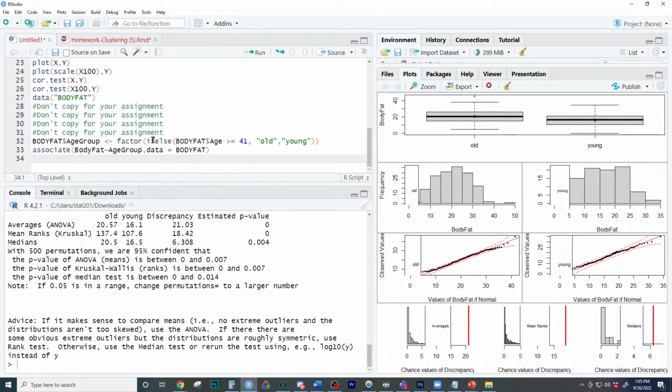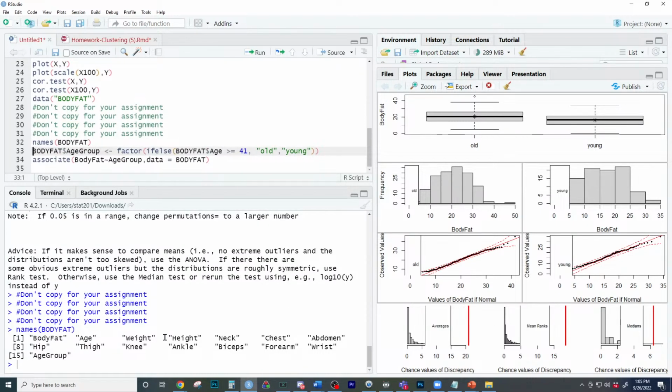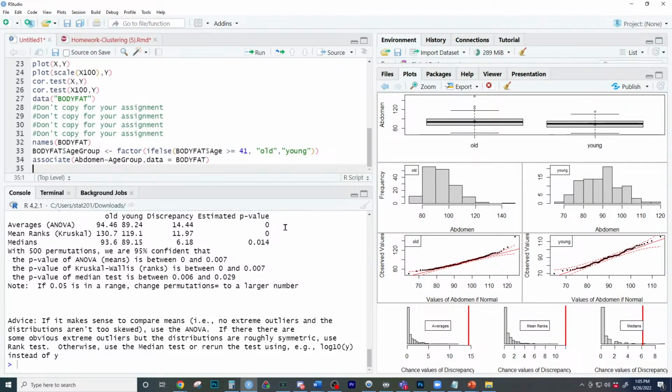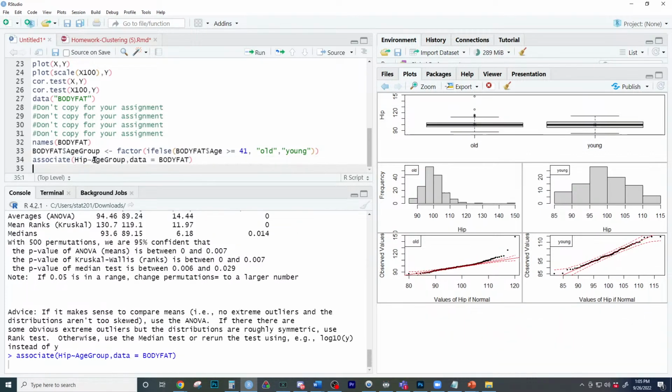But let's take a look at something a little bit different for this data set. We can go to the names of the columns, and the names of the columns in this data set are age, weight, height, neck, chest, abdomen. Let's go to that abdomen measurement and analyze the abdomen by age group. I'm trying to see if I find something really good. Let's go to the hip measurement by age group. Let's go to hip.